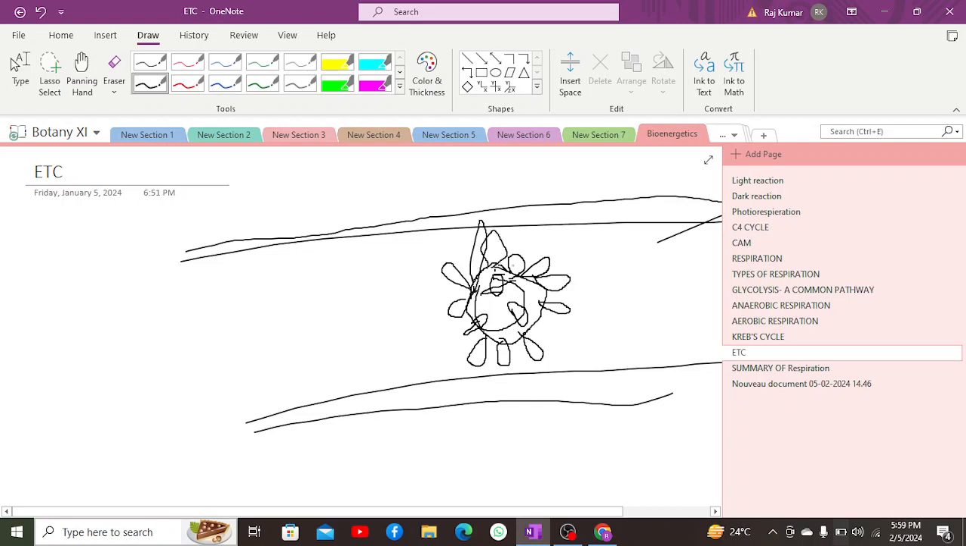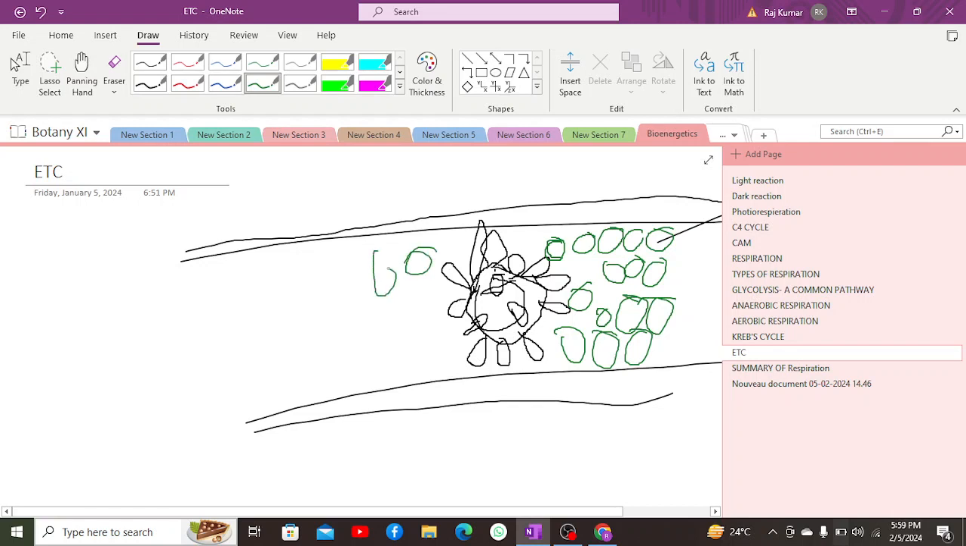Now these are the bundle sheath cells, and around these bundle sheath cells we have some cells. First and foremost, bundle sheath cells are in circular arrangement, and around these bundle sheath cells there are certain cells in circular arrangement known as mesophyll cells. These are the mesophyll cells, which are arranged in circular arrangement. As you can see, these are the bundle sheath cells around which there are the mesophyll cells in circular arrangement.